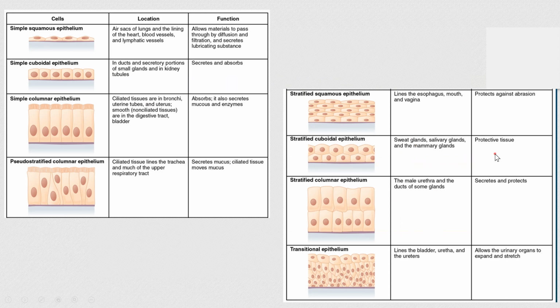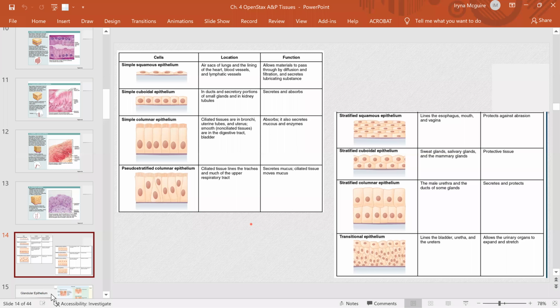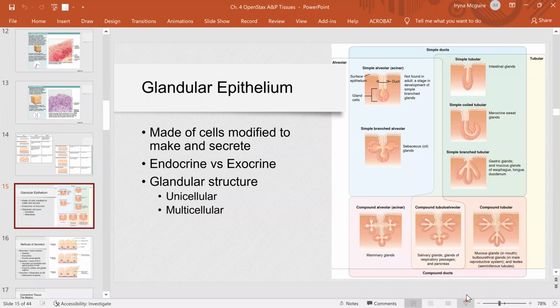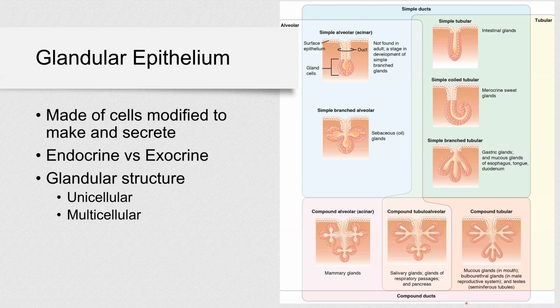And it's easy, secretes and protects, right? So now another type of epithelial tissue, because we were talking about just epithelial tissue in general, but mostly it was covering epithelium. However, epithelium also made glands. So glands are made of epithelial tissue.